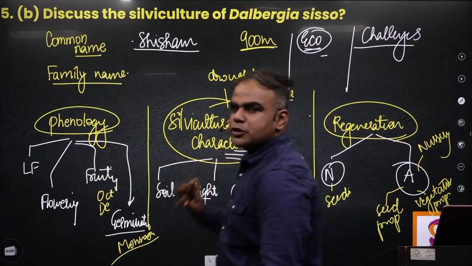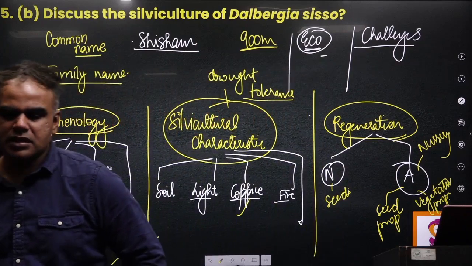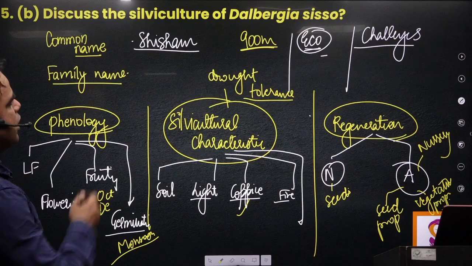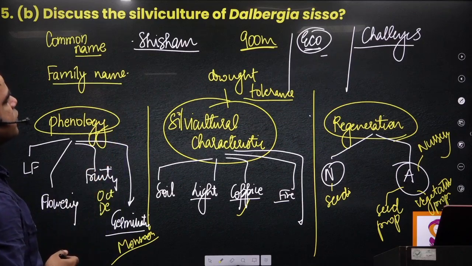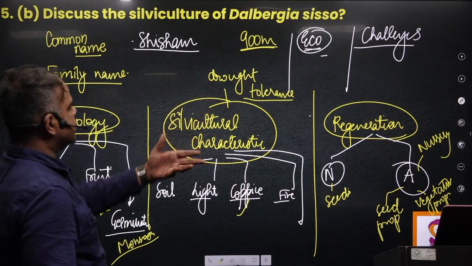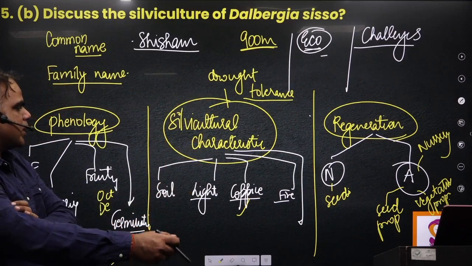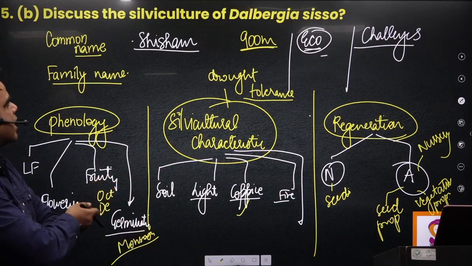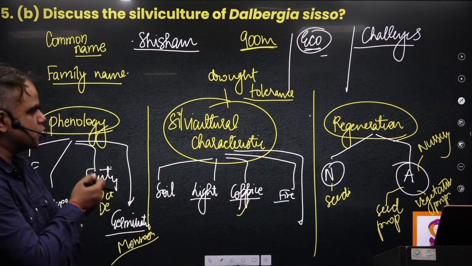Other parts you can also read from the model answer, but I think this is more or less certain of how to structure it. Economic benefits we have also understood, and of course there will be challenges, for example if there is waterlogged soil, or if light is not available properly. In all these things, problems can arise in the silviculture of Dalbergia sissoo.